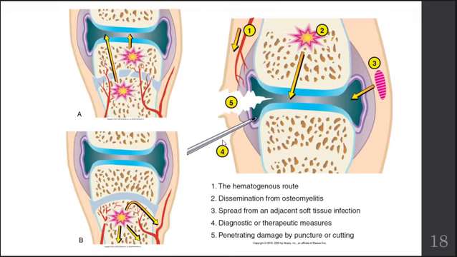Diagnostic or therapeutic measures as well. So if somebody has, for example, arthroscopy done, which is where they're cleaning up the joint, it can introduce bacteria, but this is quite rare because it's usually done in a very clean environment. And then the 5th one, penetrating damage by puncture or cutting. So this would be direct contact with the joint. So there's an injury here, direct access to the joint to allow for infection.